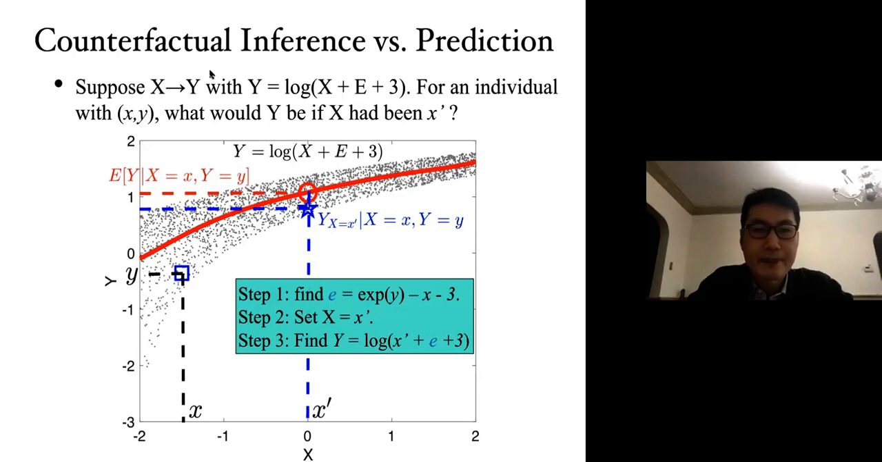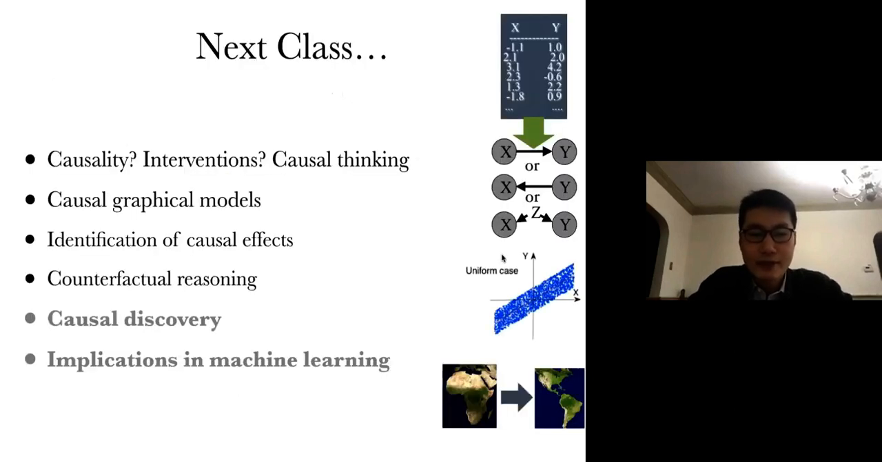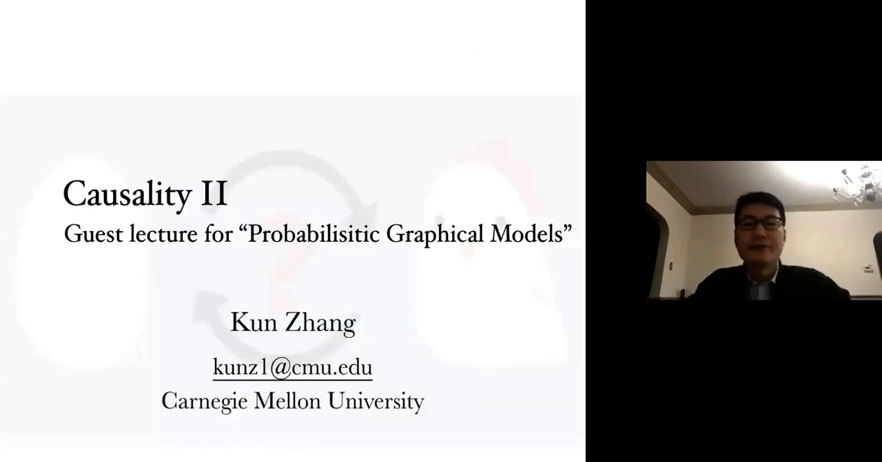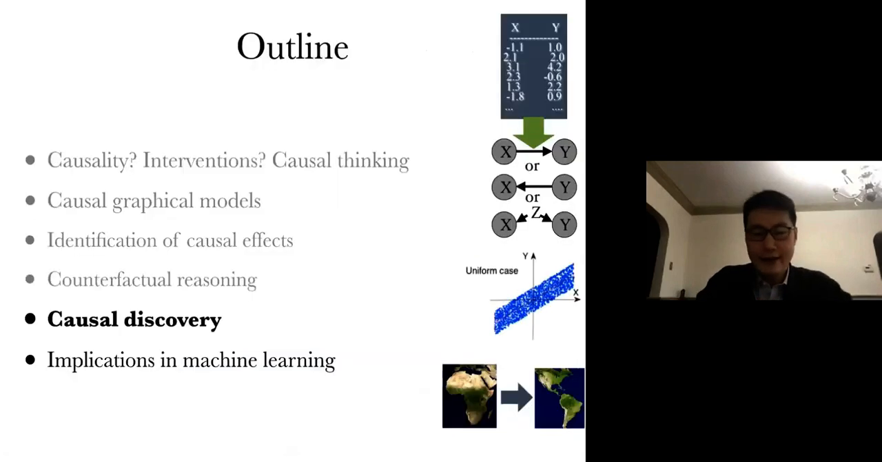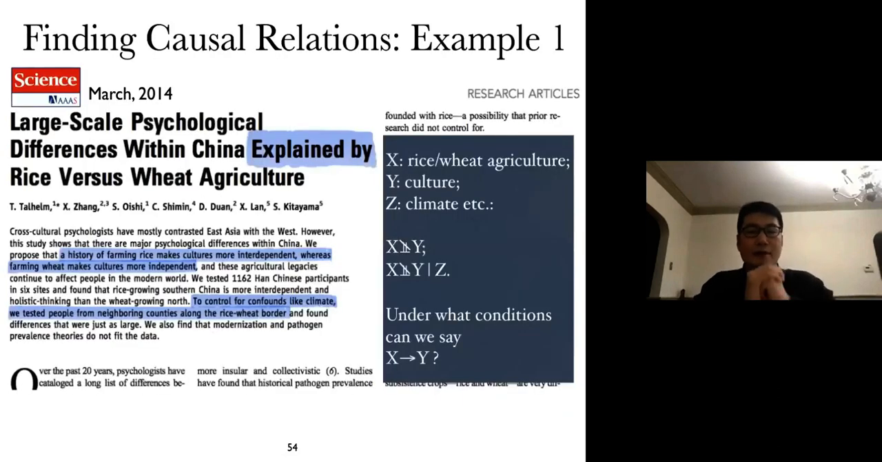Okay. So please read the slide later. I know this is very brief. And then let's talk about causal discovery and how to make use of some causal thinking to understand some machine learning problems. So basically, you can see a lot of examples in which we have to do causal discovery.